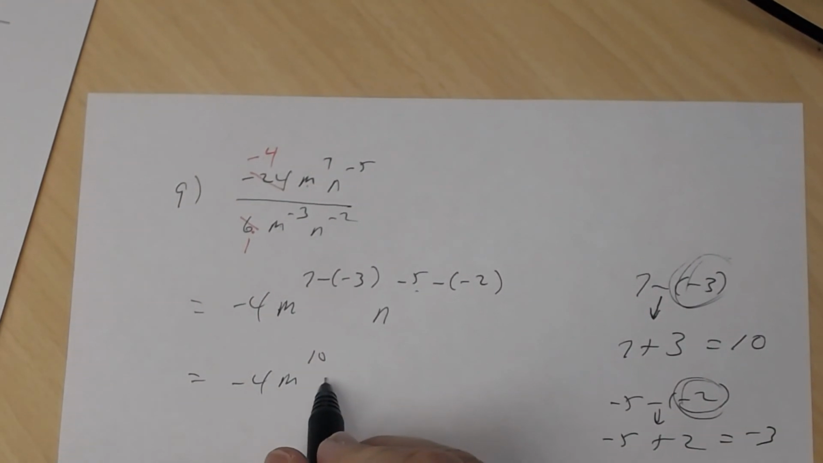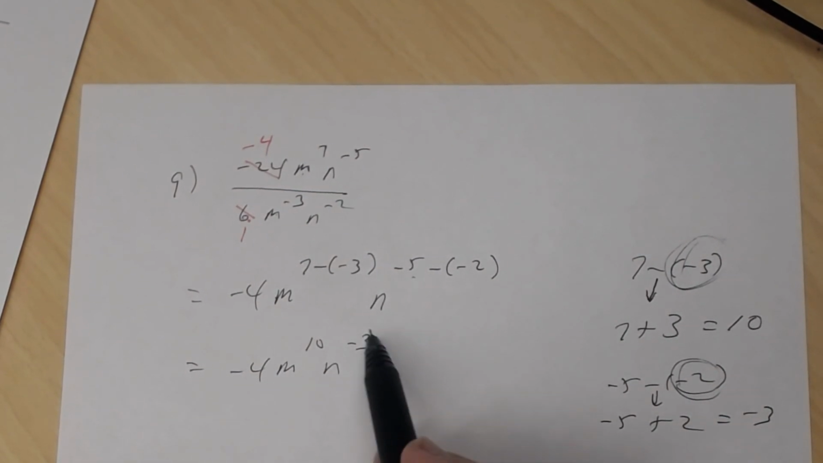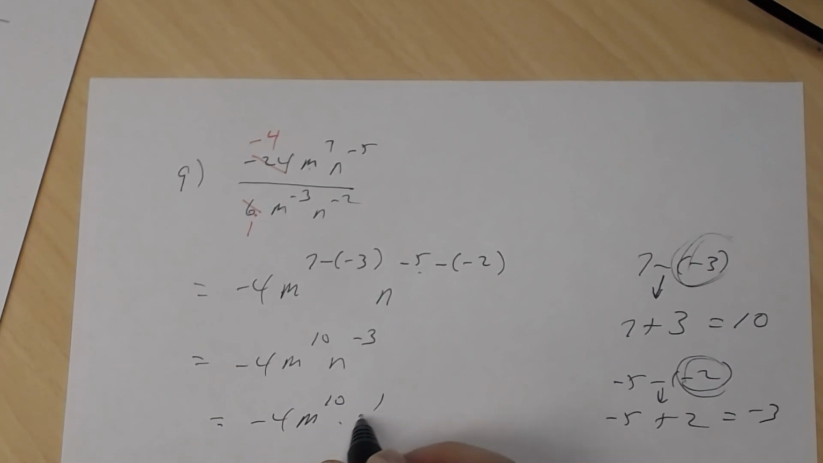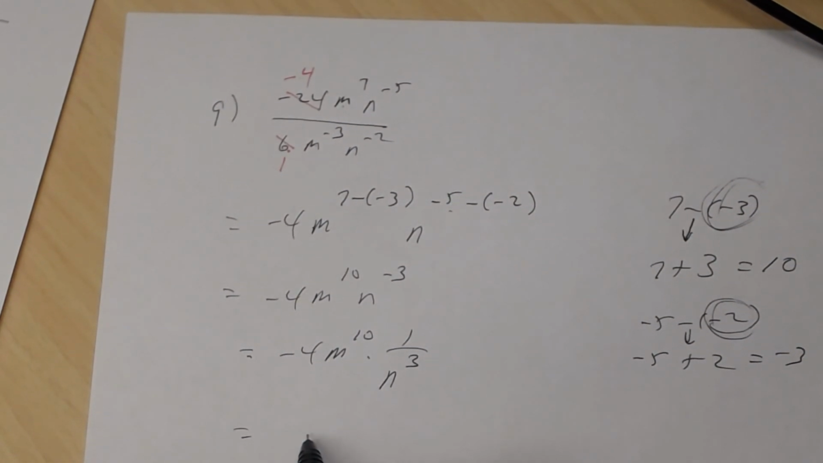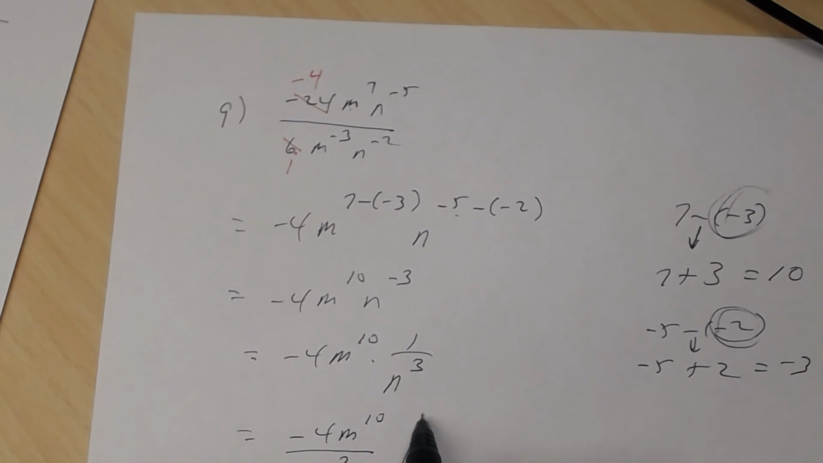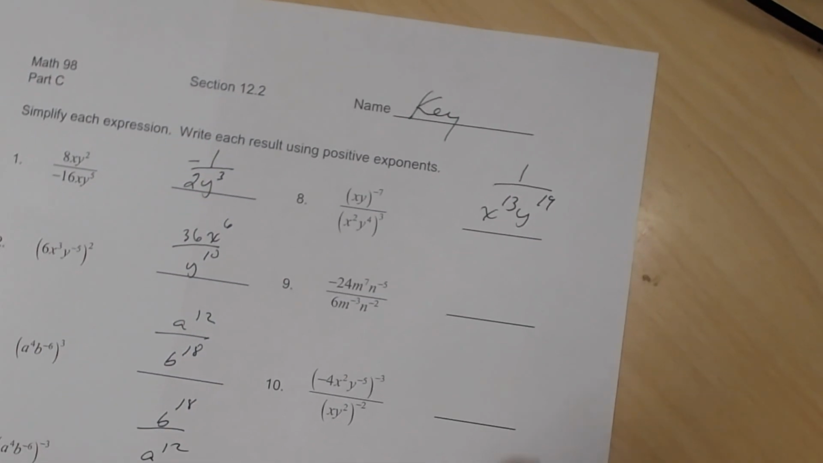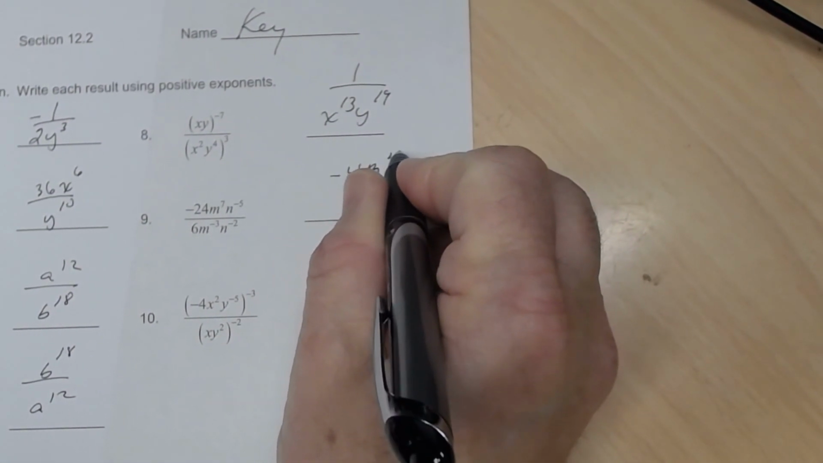So then that becomes n to the negative 3rd power. This is the only one that has a negative exponent, so you've got to rewrite this part. Everything else stays the same. So that's negative 4 m to the 10th times 1 over n to the 3rd. And then you write it as one fraction. So that's negative 4 m to the 10th divided by n to the 3rd. All right, so that's number 9. So number 9, your answer is negative 4 m to the 10th divided by n to the 3rd.